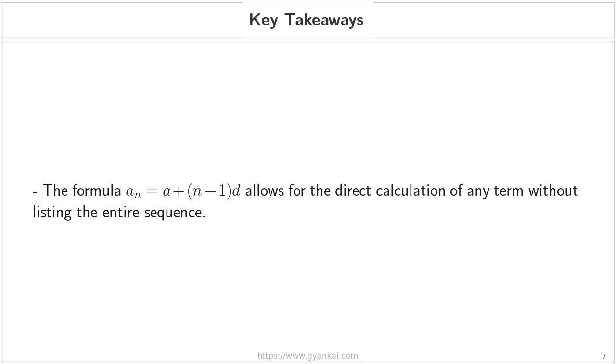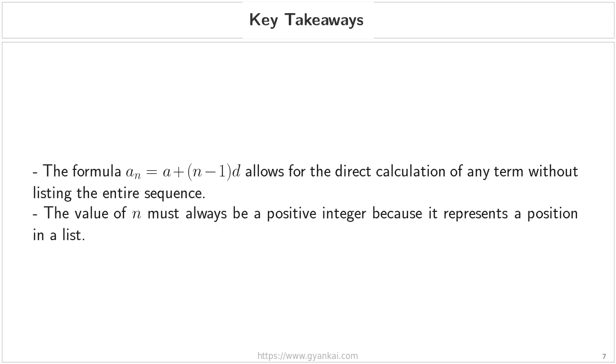Key takeaways. First and foremost, remember that the formula, a sub n equals a plus the quantity n minus 1 times d, is your most powerful tool. As we saw in our earlier examples, this formula allows you to jump straight to any term you need, saving you the tedious and error-prone task of listing out every single number in the sequence.